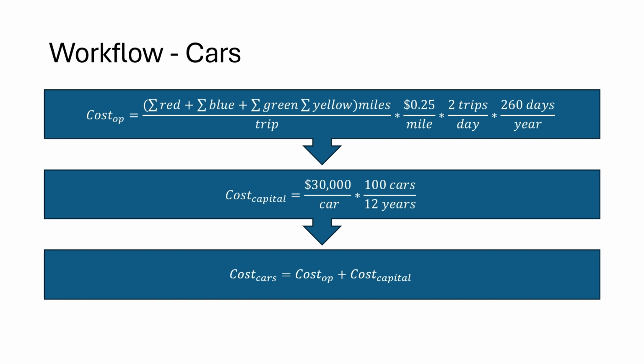Next, we'll find the capital expense for the 100 residents to each purchase a new car. We do this by multiplying $30,000 per car by 100 cars per 12 years. The resulting value is the average cost per year for a new car. Finally, we add together our operational costs and our capital costs to get the total cost per year for our residents to purchase and operate a car.